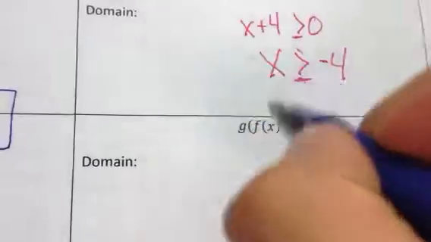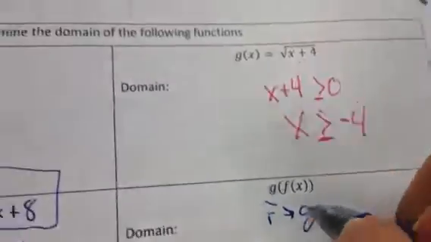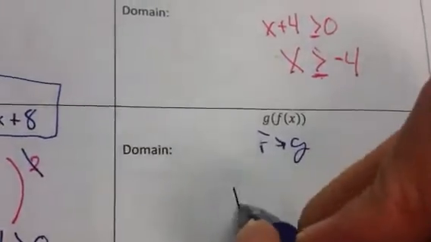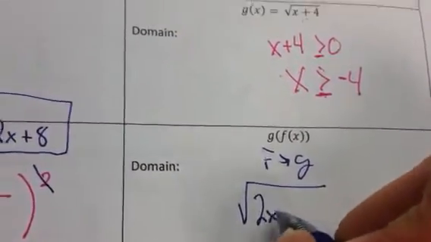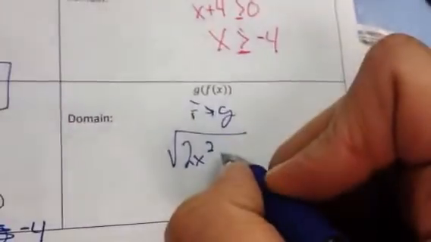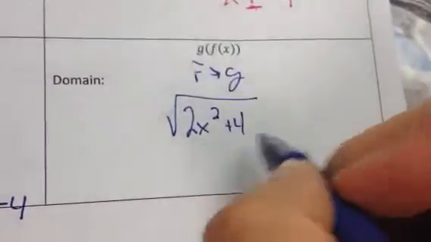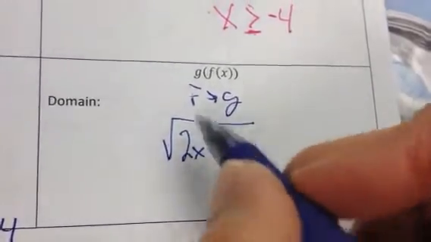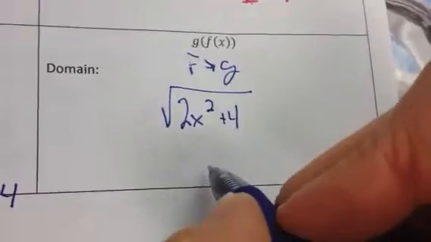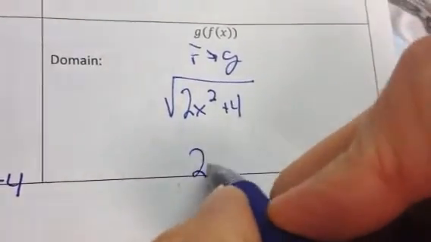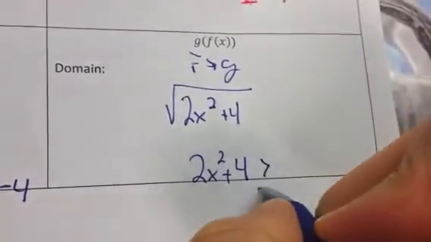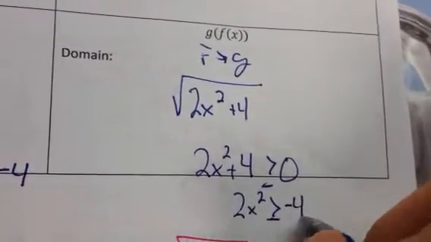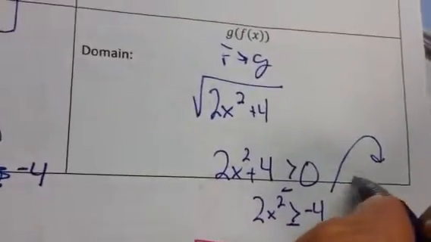For the other one, now f is going to go into g, so all of this is going to go into this x. The square root is still there, but instead of x, I'll have 2x squared plus 4. Now I have a slightly different situation because whatever's going to be in here has to be greater than or equal to 0. So I'll take what's inside the radical and set it with this. I'm going to subtract 4 first, then I'm going to divide by 2.